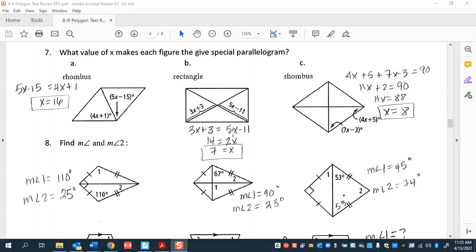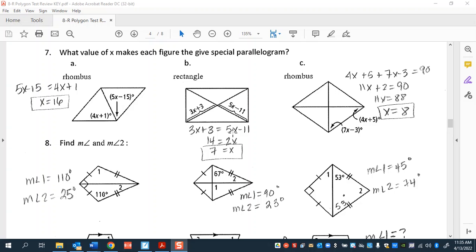Make sure you understand the difference between, with the rhombus, how these two angles are complementary and these two angles are congruent. And with the rectangle, these two sides are congruent. Understanding when you set them equal to each other and when you add them up to either 180 or 90 is going to be critical.